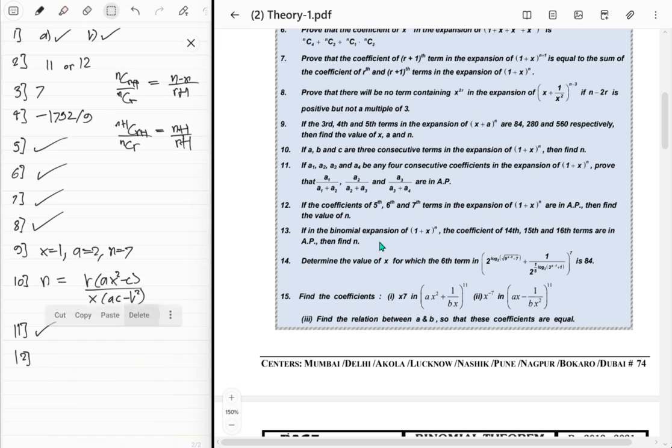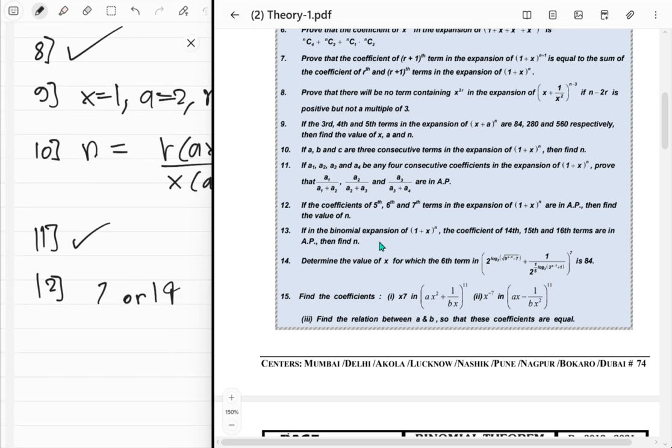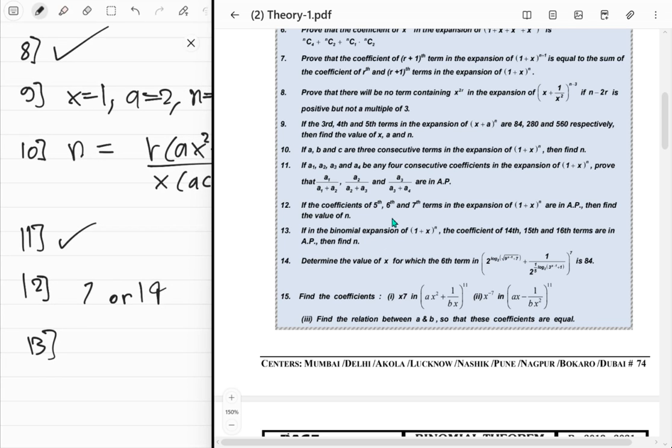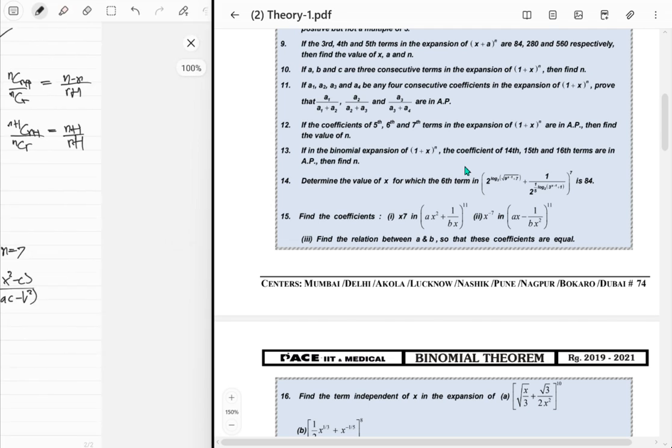Okay, so 7 and 14. Let's go to the 13th now. If in the binomial expansion of this, the coefficients of the 14th, 15th, 16th terms are in AP, find N. Yeah, the same old, same old. Should I have made a formula right away? Let's just do it once again. Let's make a formula.